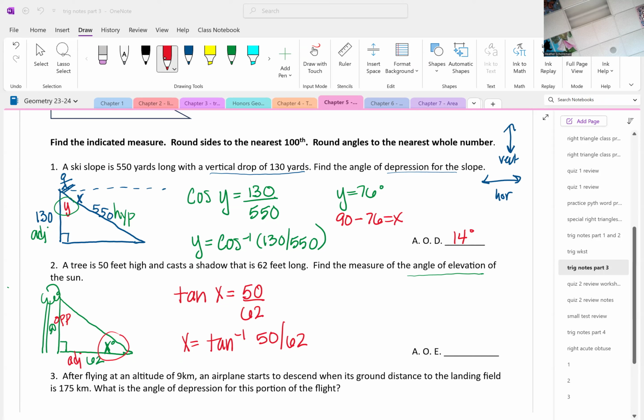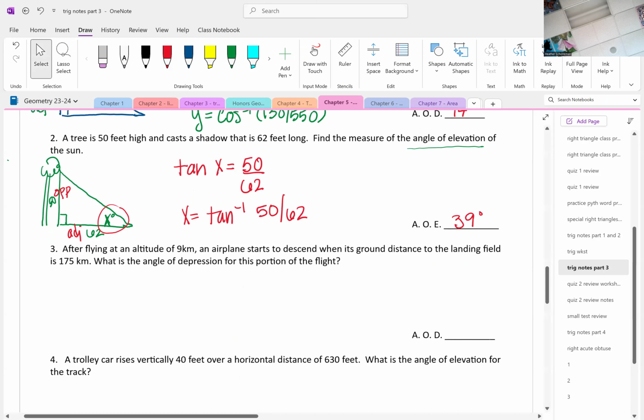It's an angle. I'm going to round to the nearest whole degree, which in this case would give me 39 degrees. Now, on this one, the angle of elevation is in the triangle, so I do not have to subtract it from 90. The only time you're doing the subtracting from 90 thing is when we're doing the angle of depression.